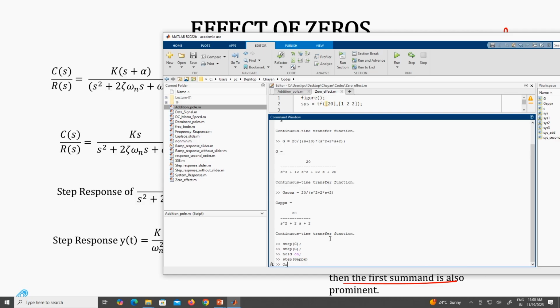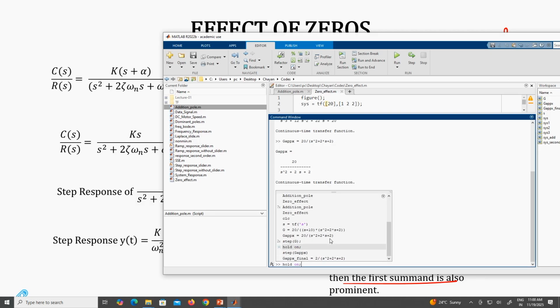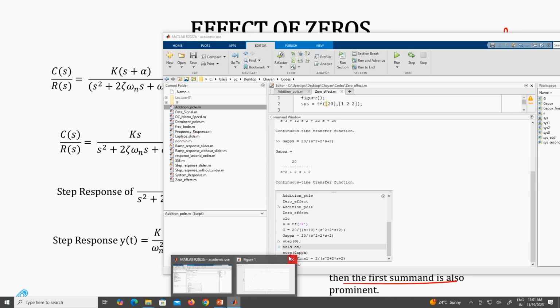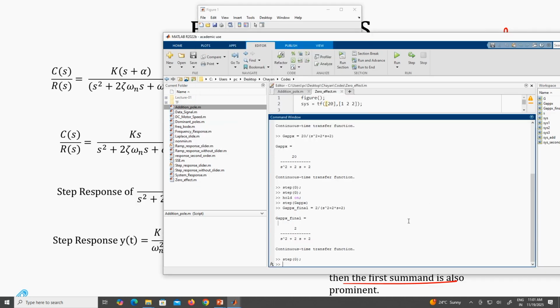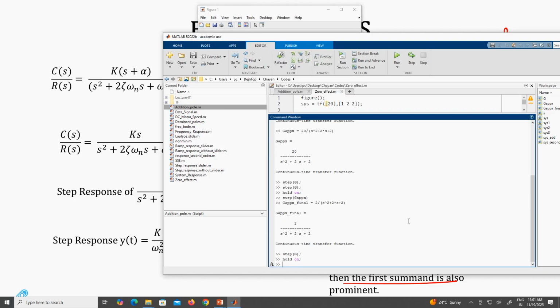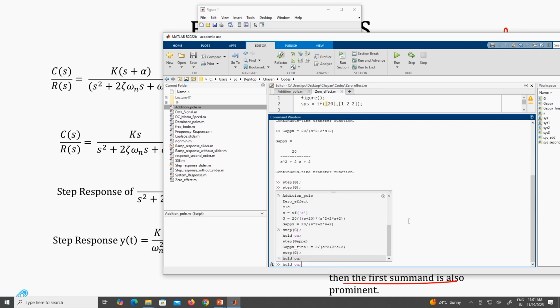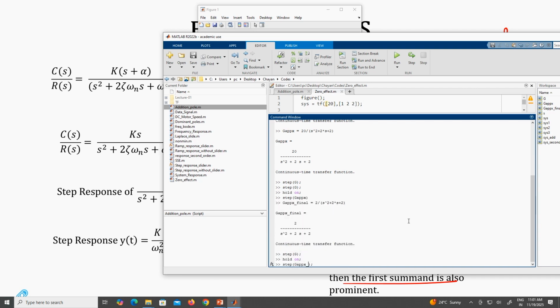So, let me just write GAPPX final. So, this is our final thing, right. So, 2 by S square plus 2 into S plus 2. Let me just remove the previous figures, and let us try to do the same thing again. So, step G, this is the original system, hold on, and then step APPX final.